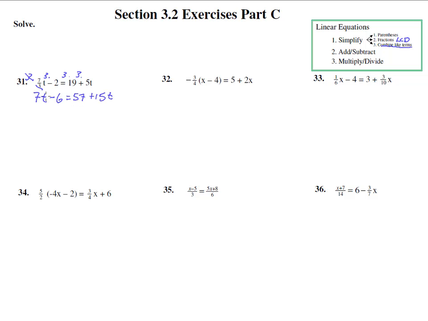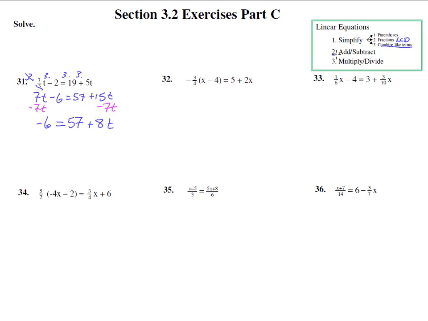So we've got to either get rid of the 7t or get rid of that 15t. So we choose and we pick one of them and say, you are out of here. We've got to get rid of one of them. So we subtract 7t from both sides, and we're left with negative 6 on the left-hand side equals, and on the right-hand side we get 57 plus 8t. Okay, good. Now the t is all together by itself.